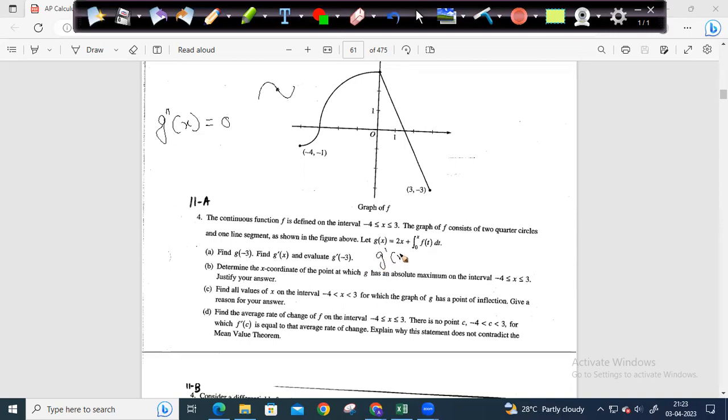What is g'(x)? 2 plus f(x). What is g''(x)? 2 plus f(2) is 0, so it is f'(x). So I need to see where f'(x) becomes 0, or where f'(x) is changing from positive to negative. Where f'(x) is changing from positive to negative.